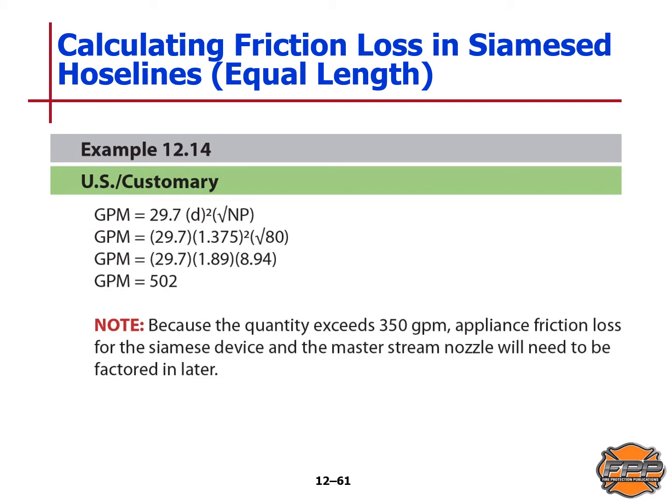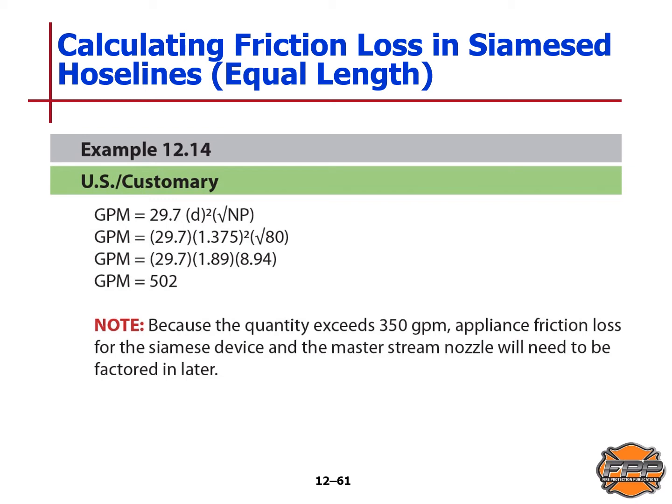Using example 12.4 for U.S. customary, you have gallons per minute equals 29.7, which is your coefficient, times D squared, which is your diameter squared, divided by the square root of the nozzle pressure. The gallons per minute, once you extrapolate, is 29.7 times 1.375 squared times the square root of 80. When you work out the math, you get 29.7 times 1.89 times 8.94, and that gives you a flow of 502 gallons per minute.